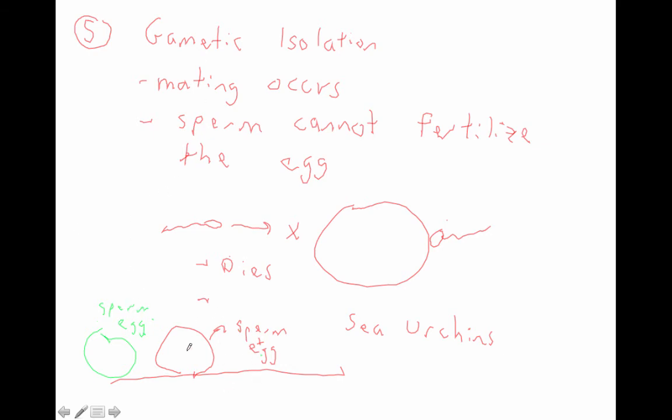But it will prevent these two species from forming a hybrid species of the two because, again, the outside of this egg will not accept the coating of this sperm. Again, this is the fifth reproductive isolative mechanism that produces new species. And it's our last prezygotic mechanism.